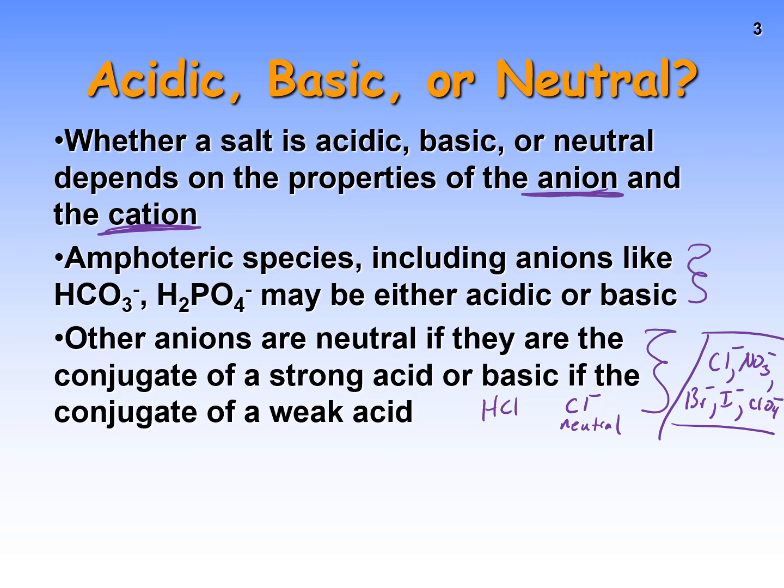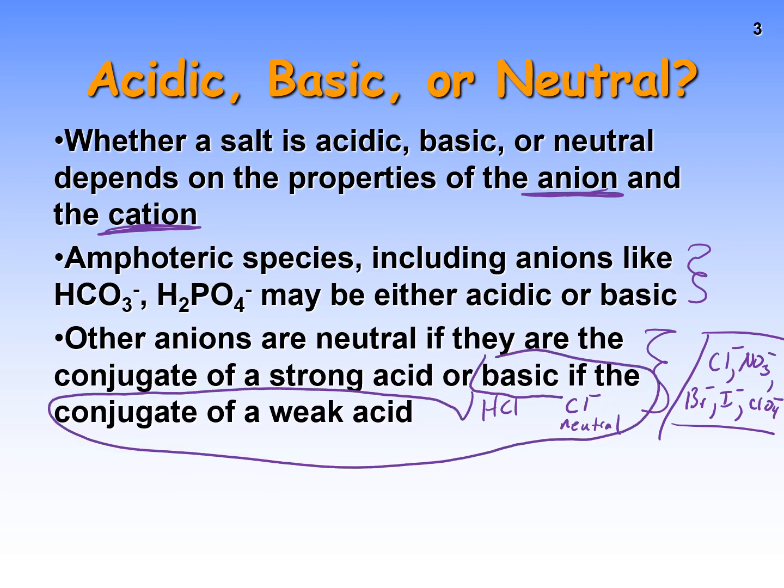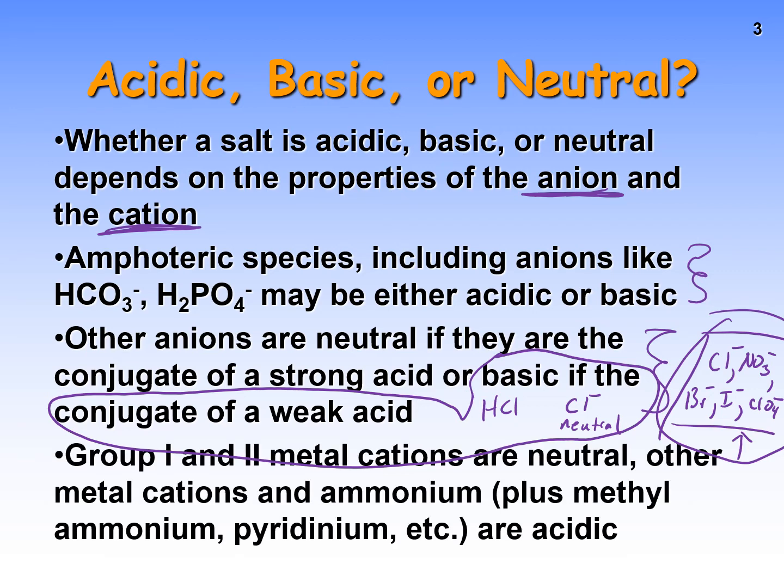Otherwise, if it's an anion, and this is the other bit here, it's basic, right? So if it's not neutral, anions are basic as a general statement. So either it's neutral or basic, and these are the neutral ones: Cl-, NO3-, Br-, I-, and ClO4-. If it's not one of these guys, it's a basic anion. Simple as that. Now on the other side, the cation side, if we have a group 1 metal, alkali metal, or group 2 metal, alkaline earth metal, the cation is neutral.